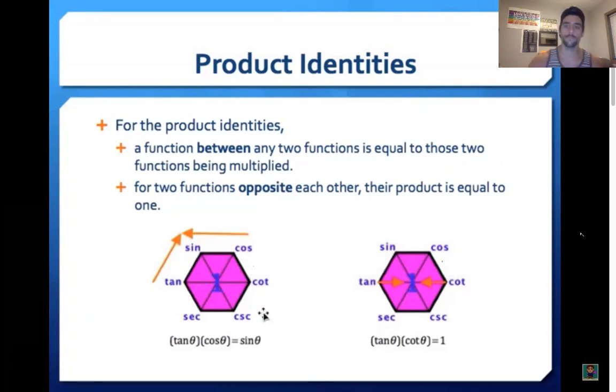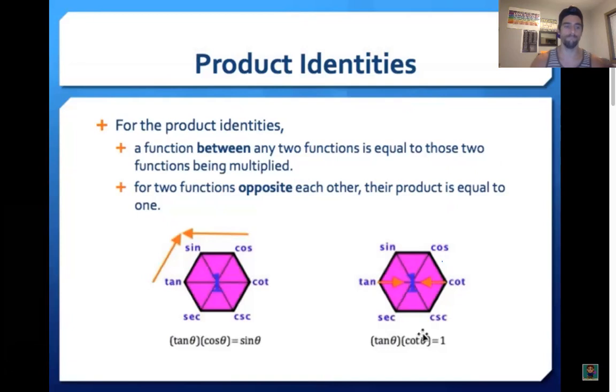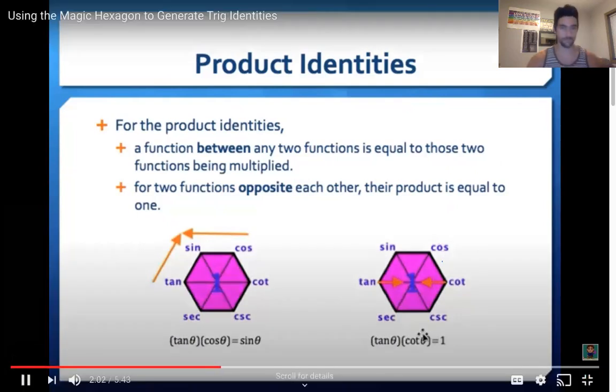All right, the second way that I can find a product identity is demonstrated over here on the right. When 2 functions are opposite of each other on this hexagon, then their product is equal to 1. And I've demonstrated that here. Tangent and cotangent are opposite each other on the hexagon. There's the 1 in the middle. So tangent times cotangent is going to be equal to 1.